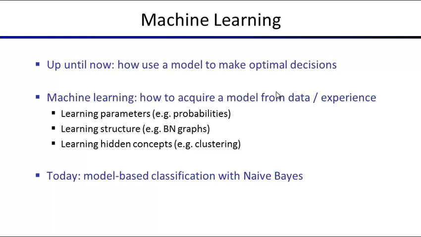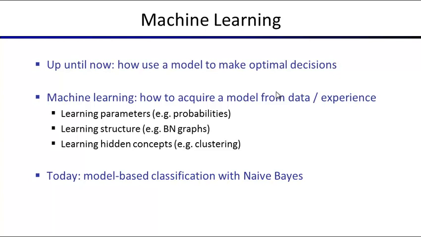In machine learning, what we're going to do is look at data that isn't given to us in that nice format, just raw data, and we're going to somehow build models from the data. This could be learning the parameters in a Bayes net. This could potentially be learning the structure, that is the graph that constitutes the graphical part of the Bayes net. And it could be learning hidden concepts, let's say structure in data.